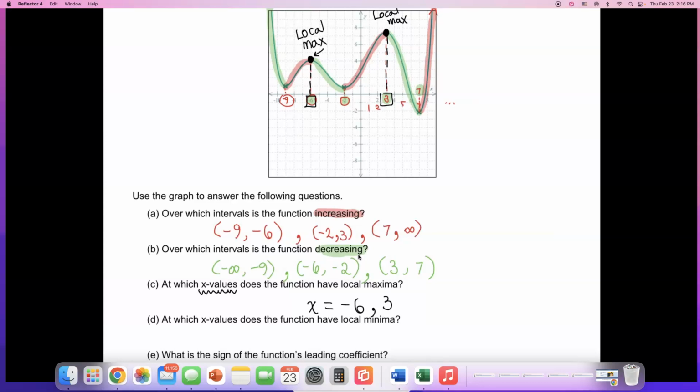The next question is asking us, give me 1 second. So I found the local maxima, and now let me go find what's next? Local minima. Okay. Where are they?